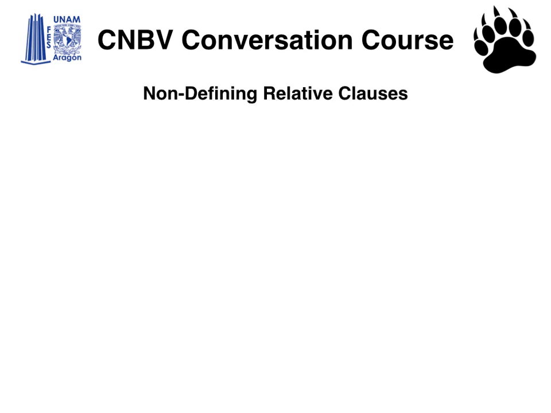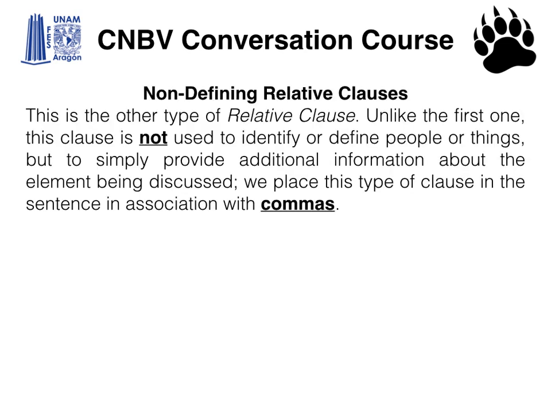Now let's go to non-defining relative clauses. This is the other type of relative clause. Unlike the first one, this clause is not used to identify or define people or things, but to simply provide additional information about the element being discussed. We place this type of clause in the sentence set off with commas.